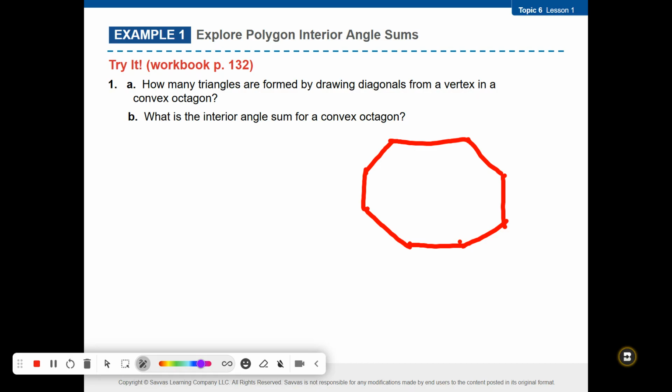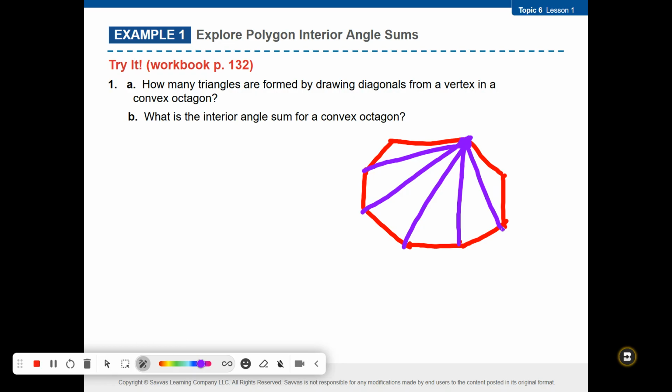So when we're talking about creating these triangles, I'm going to pick a vertex and connect all the vertices opposite it. So let's say if I chose this one, I would connect from there to there. How many triangles did I get here? Who can tell me? Yep, I got a total of 6.